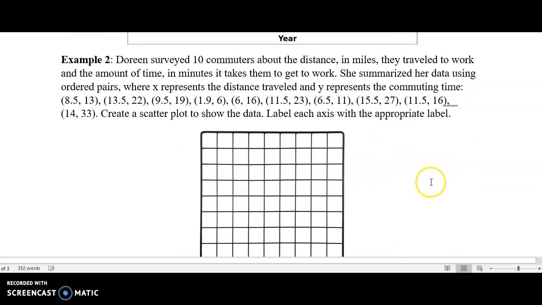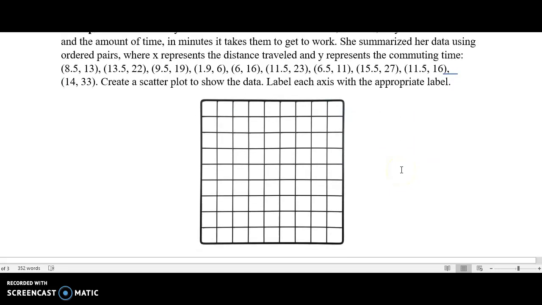Okay, Doreen surveyed 10 commuters about the distance in miles they traveled to work and the amount of time in minutes it takes for them to get to work. She summarized her data using ordered pairs where x represents the distance traveled and y represents the commuting time. They're given these points, and we need to create a scatter plot to show the data and label each axis with the appropriate label. Okay, I'm going to pause here, and I'm going to go ahead and make that.